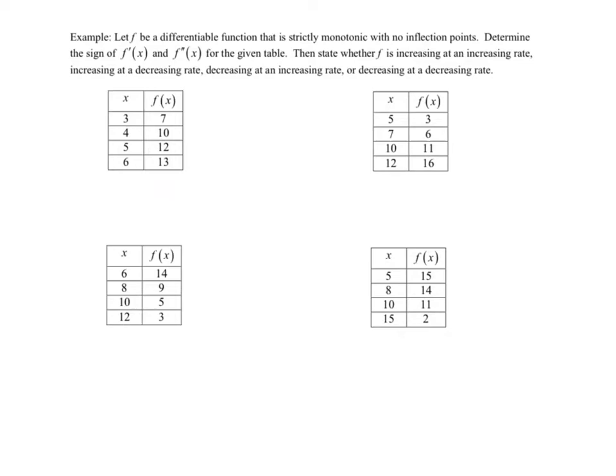It says let f be a differentiable function that is strictly monotonic with no inflection points. You're probably going to see this word more frequently, monotonic, and all that's saying is that your function is doing one thing, mono meaning one. Either your function is strictly increasing or strictly decreasing. It's not doing both. Determine the sign of f prime and f double prime for the given table. State whether f is increasing at an increasing rate, increasing at a decreasing rate, decreasing at an increasing rate, or decreasing at a decreasing rate.